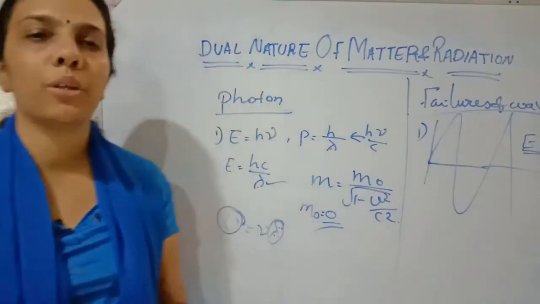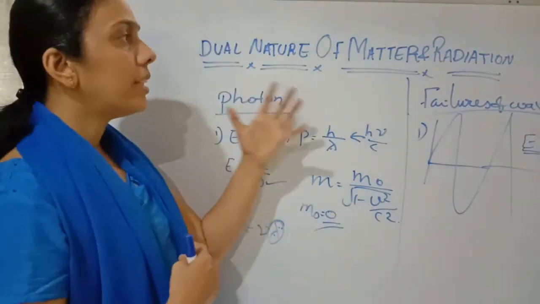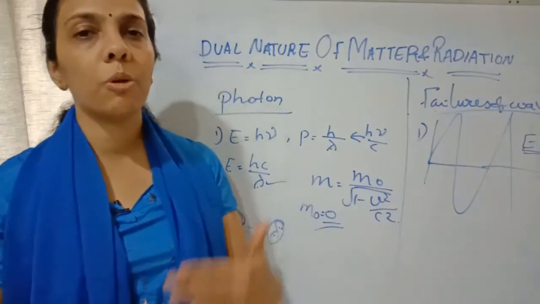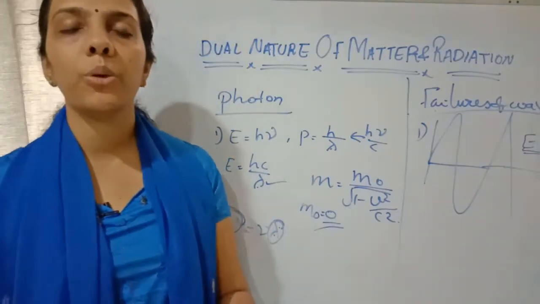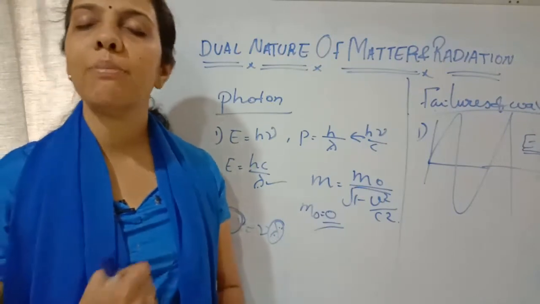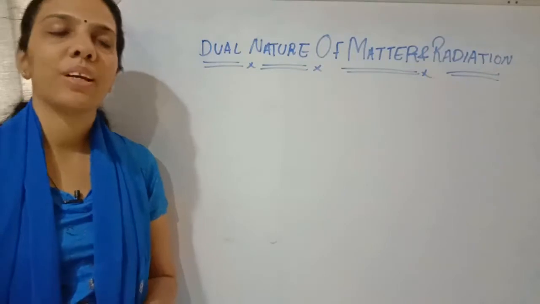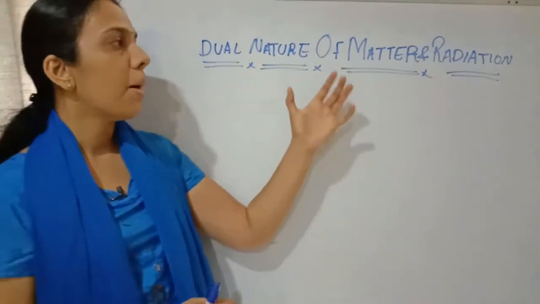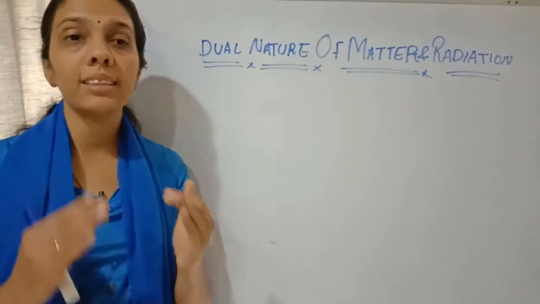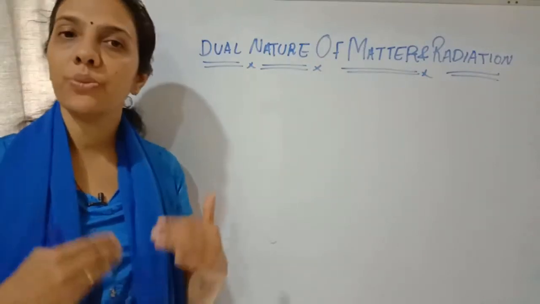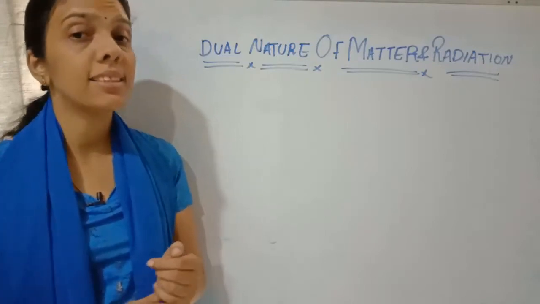So next we are going to study the dual nature of matter. Matter, already we know about the particle nature. Now we are going to consider the wave nature of matter with de Broglie's theory. Next we are going to study the de Broglie hypothesis of matter waves. The matter has wave nature also. Such waves are called matter waves.